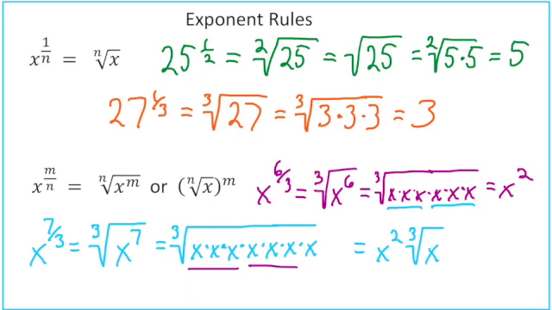7/3 cannot be reduced to a whole number the way 6/3 was. And that'll conclude our video on exponent rules.